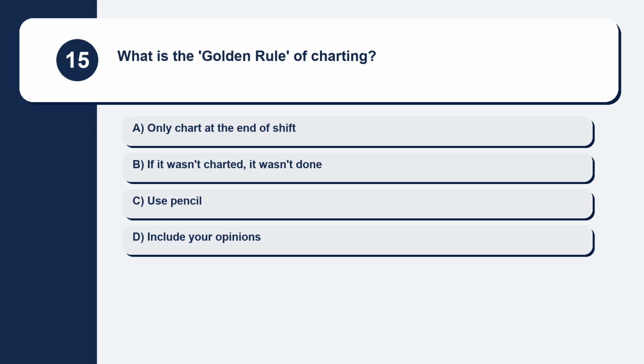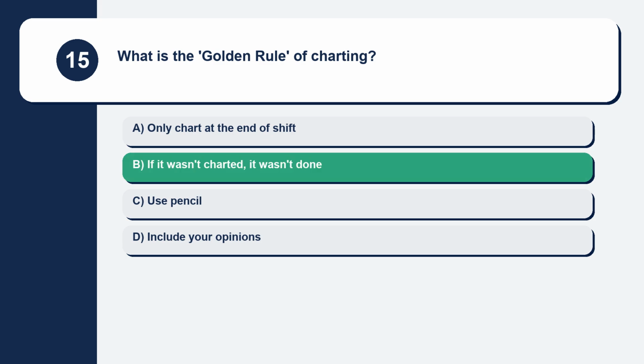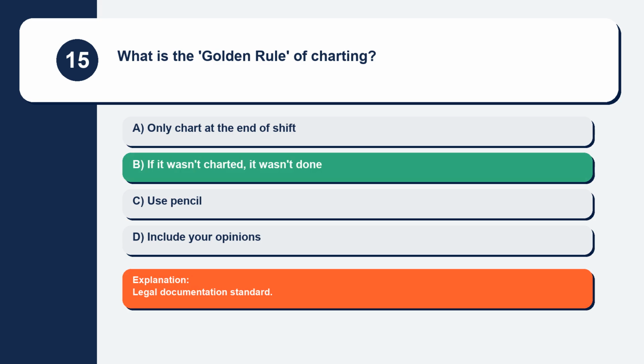Question 15. What is the golden rule of charting? Only chart at the end of shift. If it wasn't charted, it wasn't done. Use pencil. Include your opinions. Legal documentation standard.